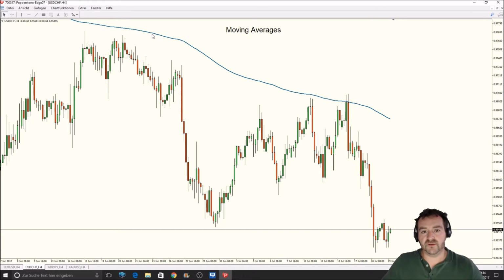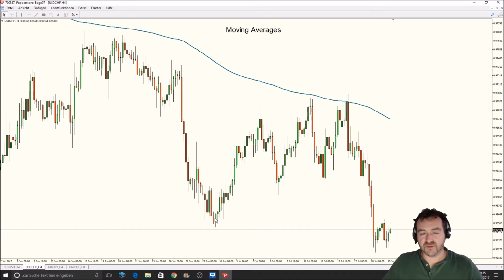If the market is below the moving average, you decide for short trades. If the market is above the moving average, you decide for long trades. In this case, US dollar Swiss franc is on the short side of the market, and you can identify short setups.